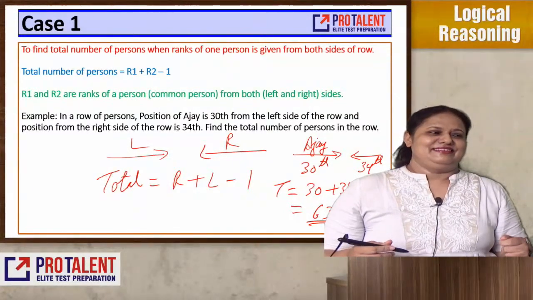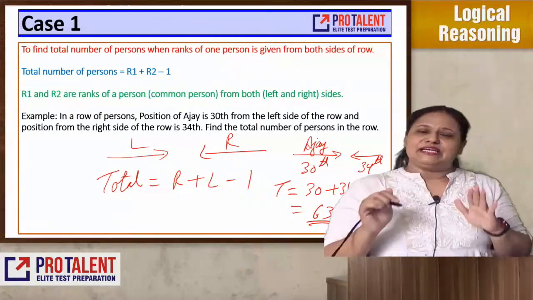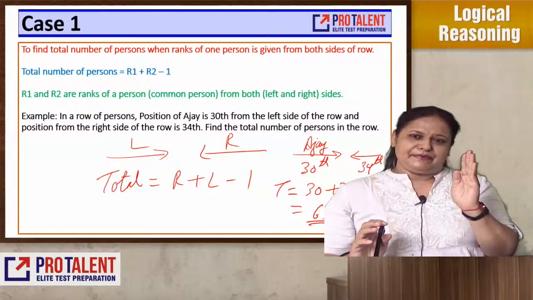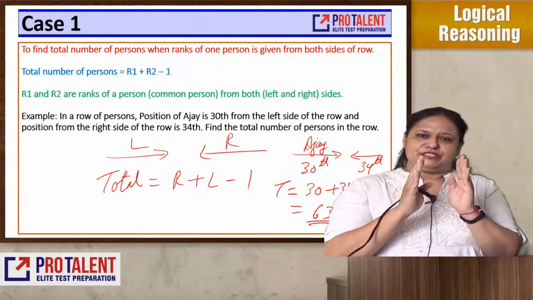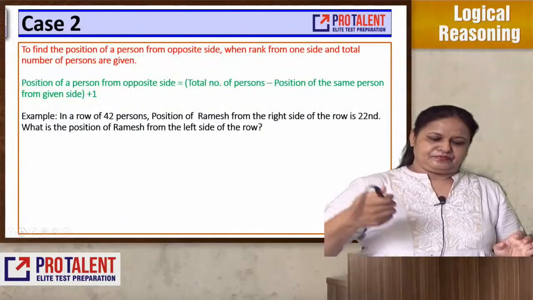All right. So basically the total number of people in a row is going to be the position of the same person from the left, plus the position of the same person from the right, minus 1. Moving further.